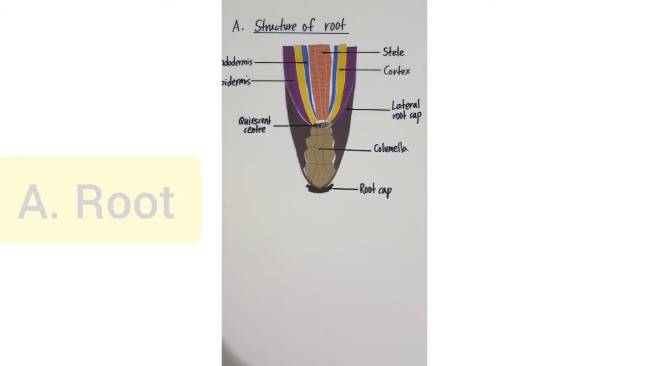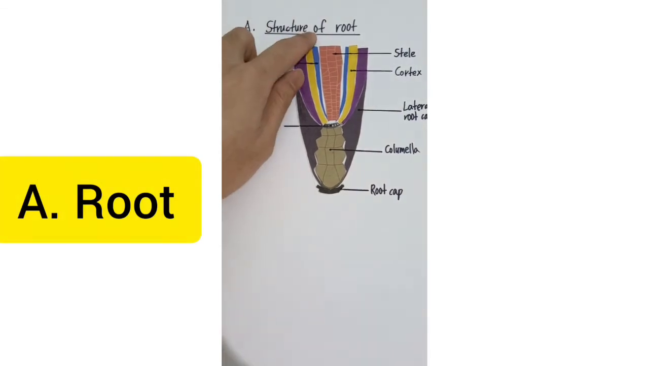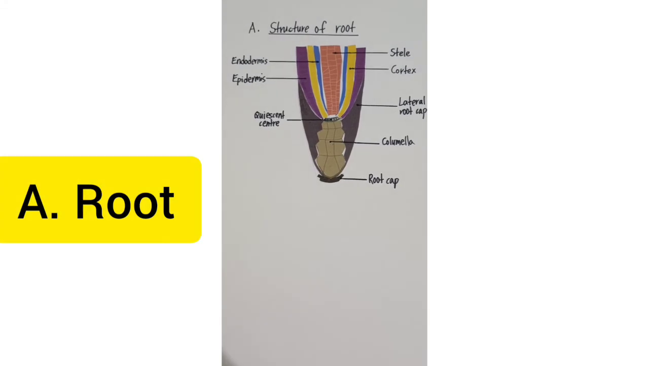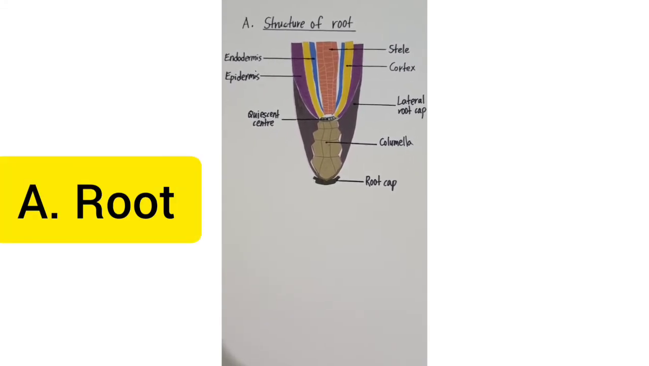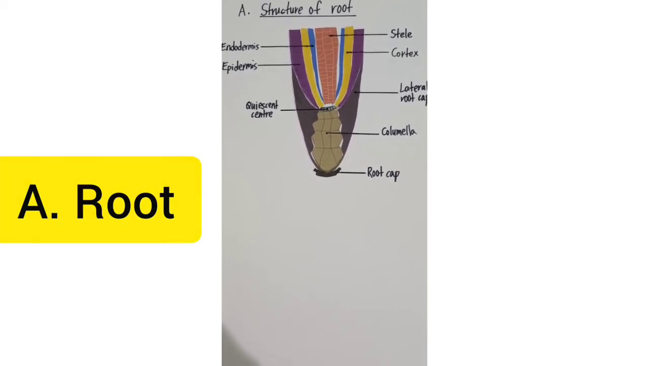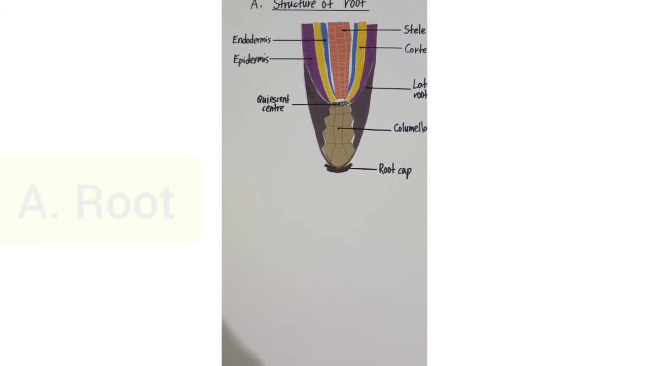Next is endodermis. Endodermis is represented by the blue color stripes here. The function of the endodermis is to regulate the movement of water, ions, and hormones into and out of the vascular system, and it may also store starch and protect the plant against toxins from moving into the vascular system.